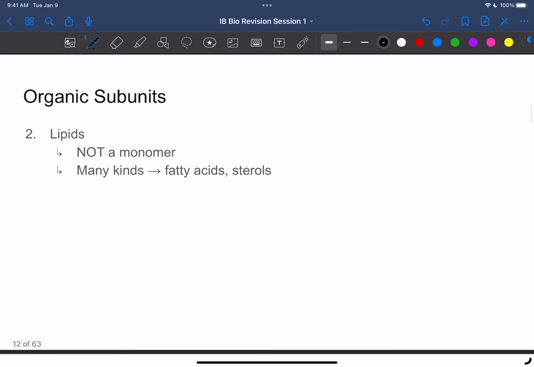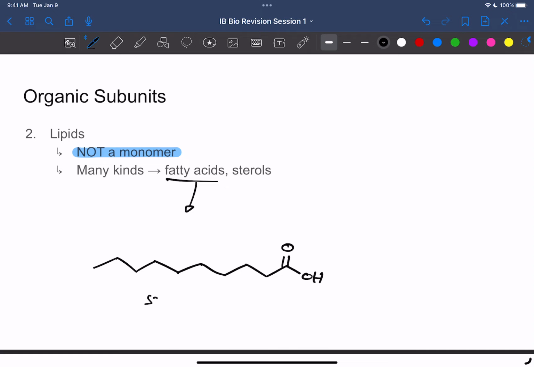Okay, moving on. Lipids. So lipids are not a monomer. They do not polymerize, not really a thing for them, but they can arrange in different ways. And an example is fatty acids. So we're just going to draw one right here, and they're basically very long hydrocarbon chains, and it has an acid group. So this would be a saturated fatty acid. The abbreviation I'm going to use is FA.